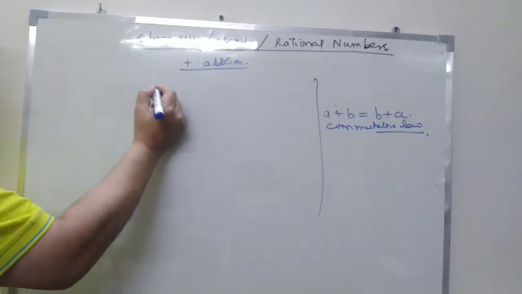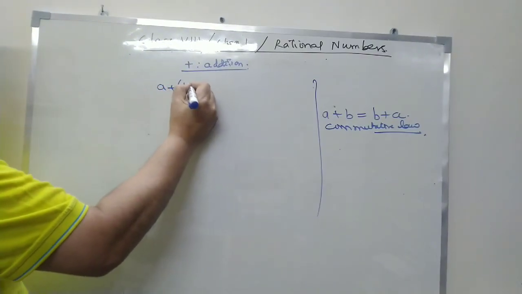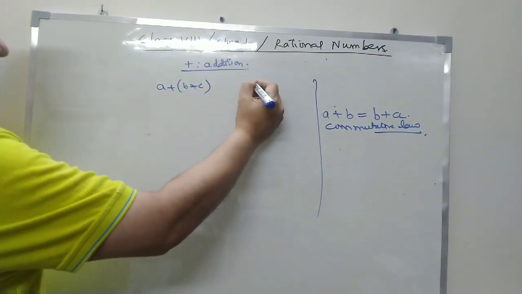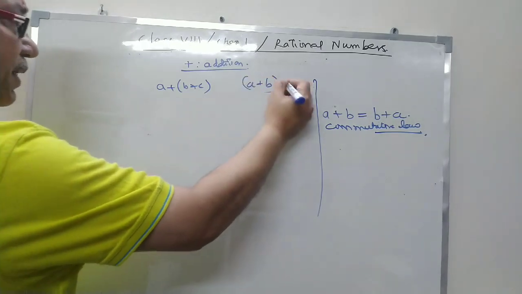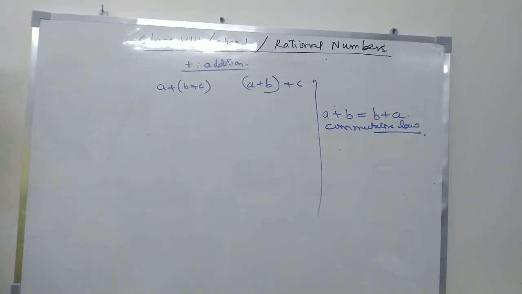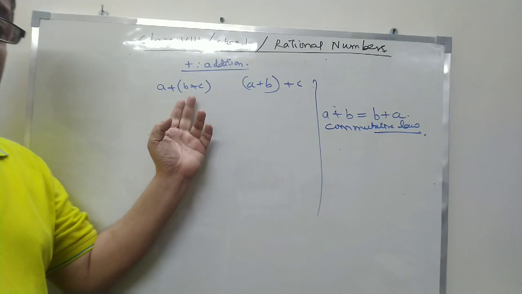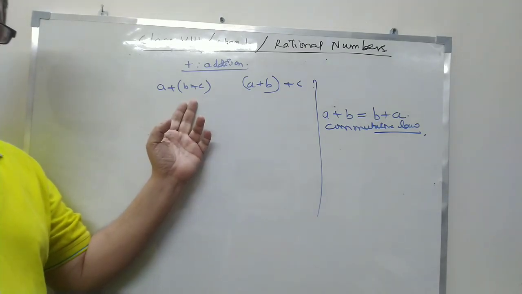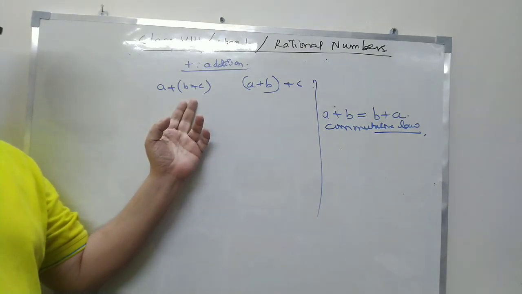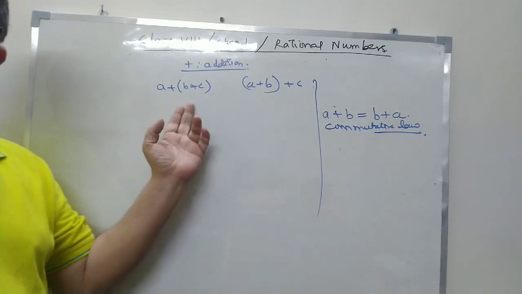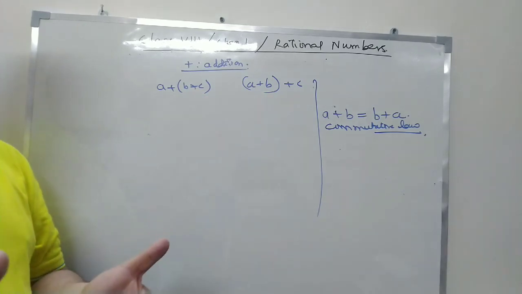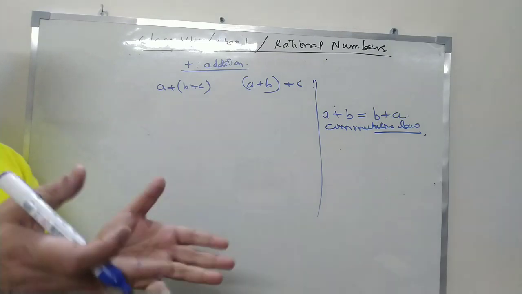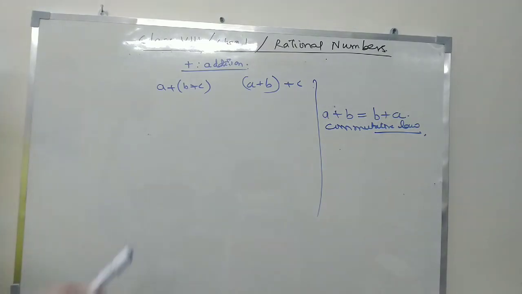See, A plus B plus C. Okay. And on the other side we had what? A plus B plus C. I just mentioned that associative law comes from the word association. Association means what? Coming together. How can we come together in maths? In maths we can come together by putting a bracket. So that is what I have done here. Second term and third term in one bracket, or first term and second term in one bracket, one and the same thing.